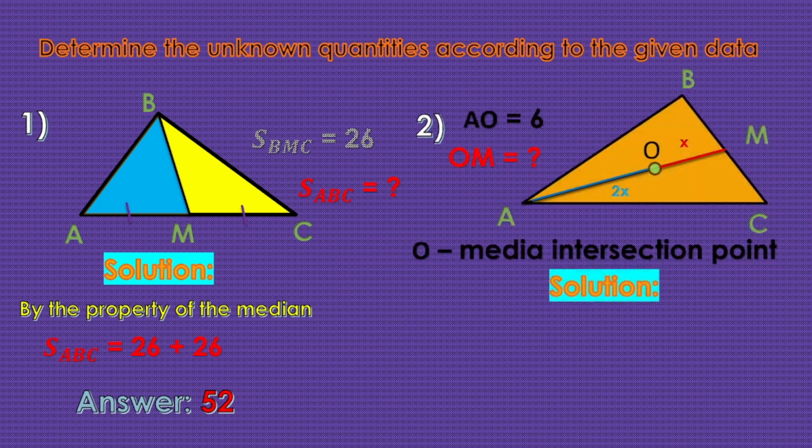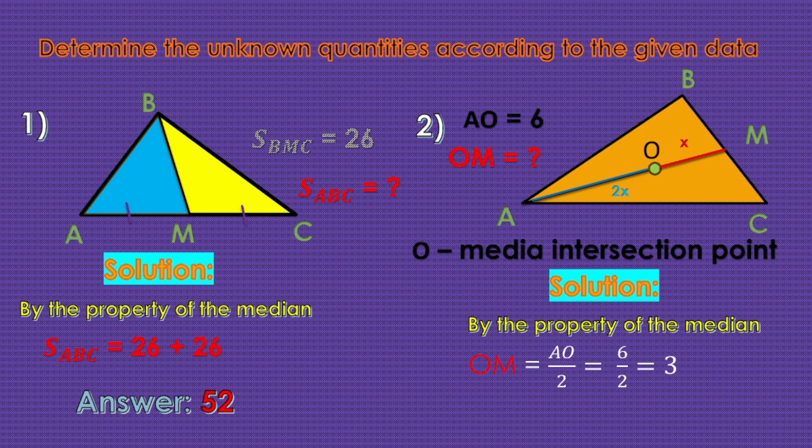Or such a problem: given point O, the point of intersection of medians, segment AO is equal to 6. We need to find OM. So we recall the property of the median, and recalling this property, we can understand that OM will be half of AO. So to find OM, we just need AO divided by 2, and we get that 6 divided by 2 equals 3. Therefore, the answer is 3.